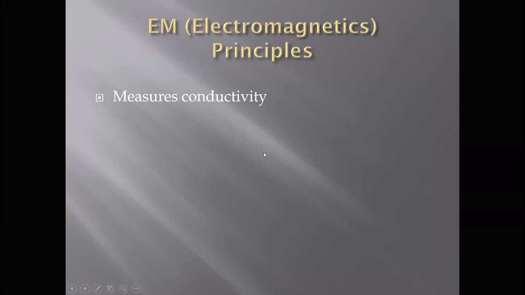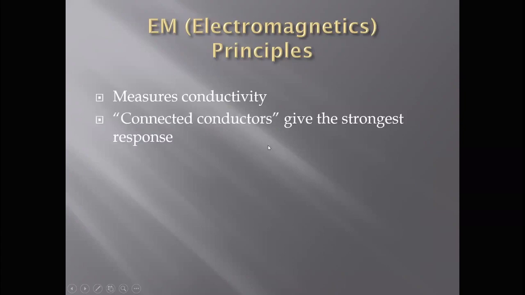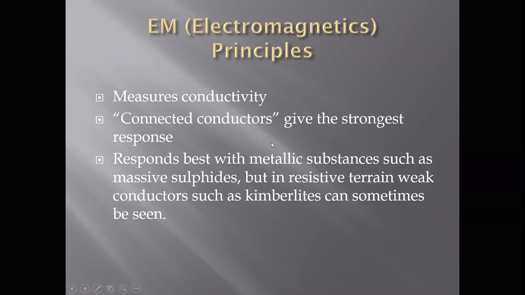Okay, moving swiftly along onto EM because we're running out of time. We've got 20 minutes left. Basically, with EM, we measure conductivity. Connected conductors give the strongest response. Generally best for metallic substances, things like sulfides, pyrite, etc. But in resistive terrain, weak conductors such as kimberlite can sometimes be seen with EM, and that's what we work towards. They're generally very weak conductors.